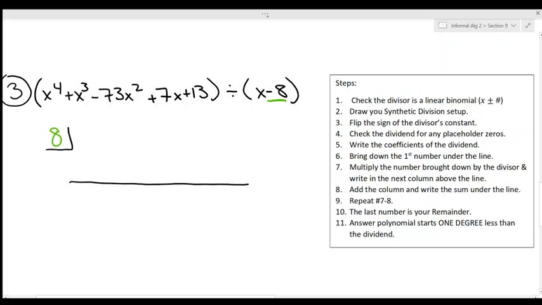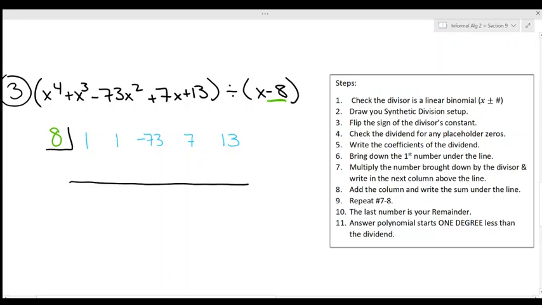Now we're going to write in all the coefficients. So the coefficient of x to the 4th is a 1. The coefficient of x to the 3rd is a 1. The coefficient of x squared is a -73. The coefficient of your x is a +7. The coefficient of your constant is a +13.